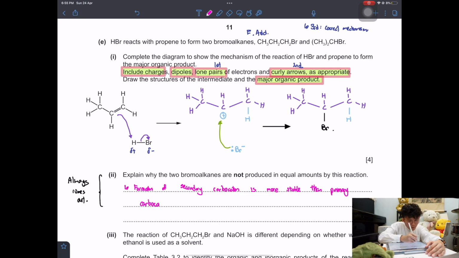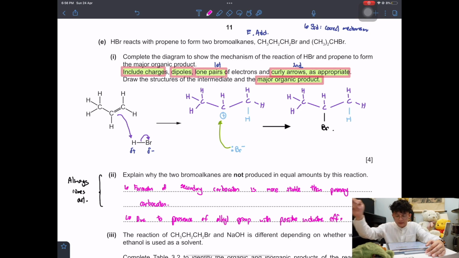Okay, why is it so? Because you can mention that due to the presence of alkyl group with a positive inductive effect, right? So due to the presence of alkyl group, and guys, remember that alkyl group has this positive inductive effect. Okay, so that will be all.